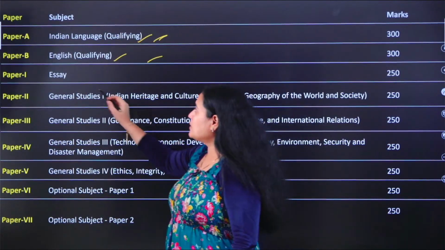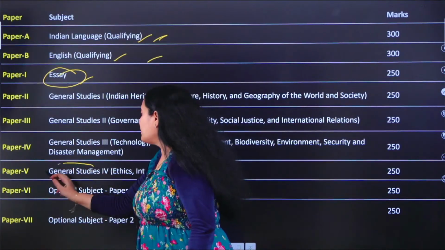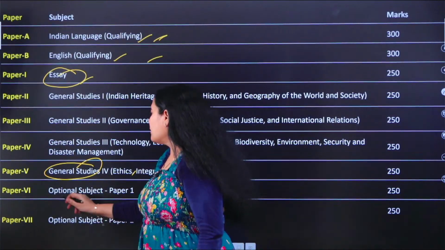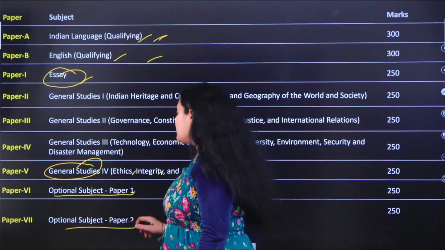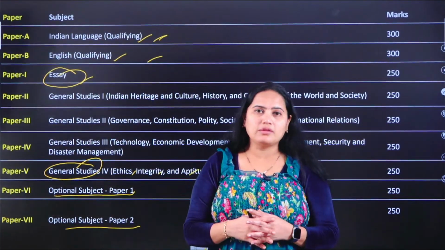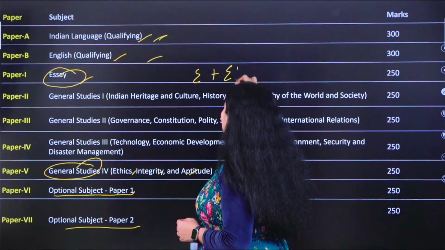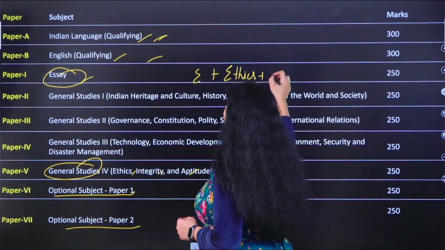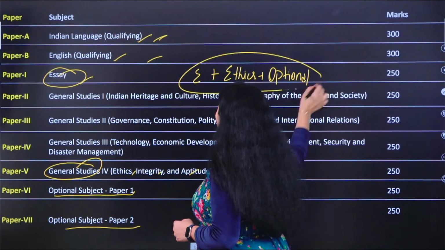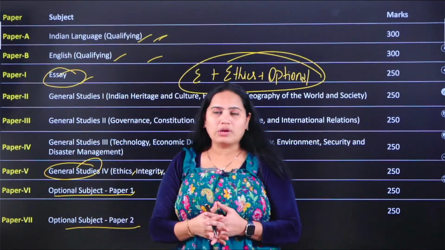And then it starts with the essay. Then we see paper number 5, general studies, that is ethics, integrity and aptitude, and then comes our optional subject paper 1 and optional subject paper 2. These are the scoring papers. If you want your name to be in the final list of the examination, the essay, the ethics, integrity and aptitude paper, and additionally the optional subject are the 3 important things which will give you a better edge. I am not saying to ignore the other papers; they are equally important as well.